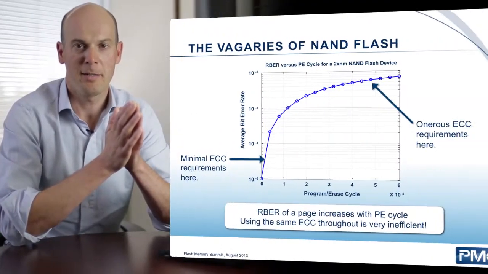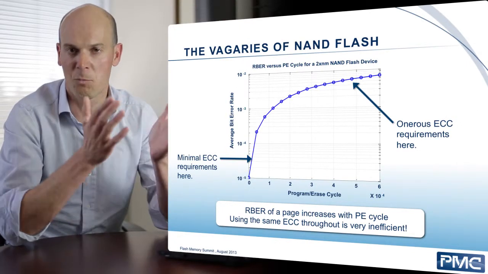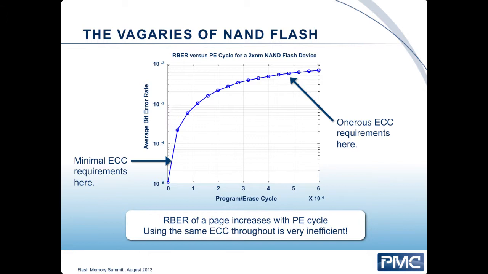The graph that I'm showing you here is an interesting experiment that we conducted at PMC on one manufacturer's flash. This graph plots the program erase cycles, which, as I mentioned before, is the wearing out of the flash, and the error rate on the flash on the y-axis. As you can see, the error rate on the flash increases through the life. At the beginning of life, the ECC requirements are minimal.